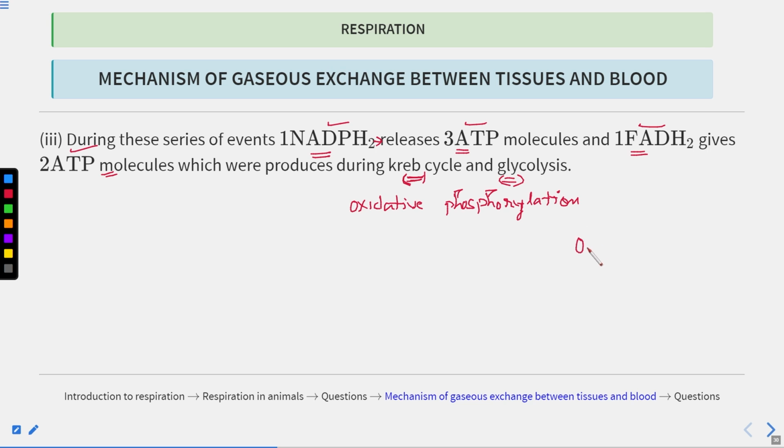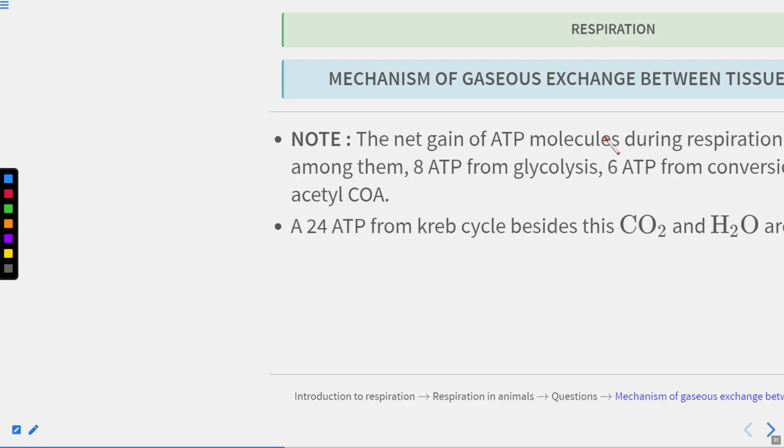Oxygen is converted into water as it combines with the electrons as well as the protons. So the energy released during the reduction of oxygen to water is used for the generation of ATP. This is known as oxidative phosphorylation. And by this process, one NADH generates 3 ATP and one FADH2 generates 2 ATP.